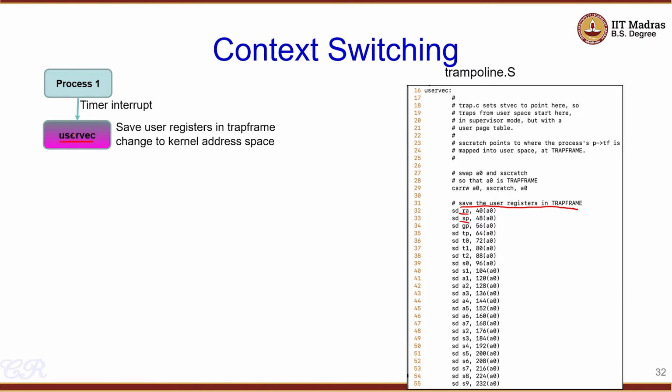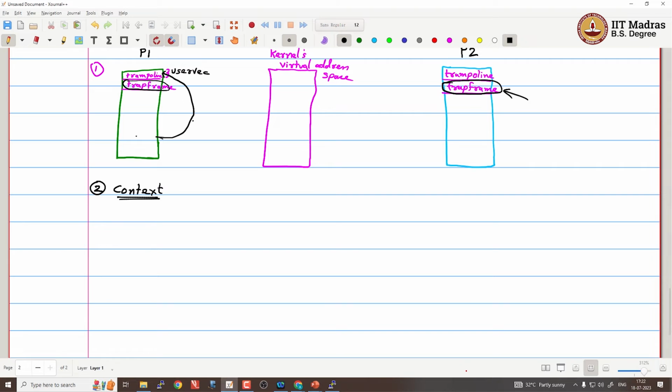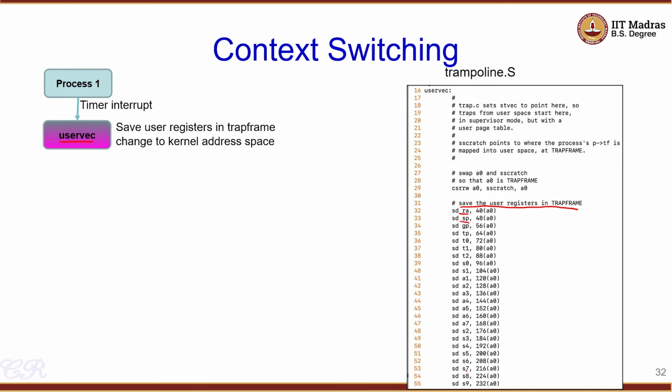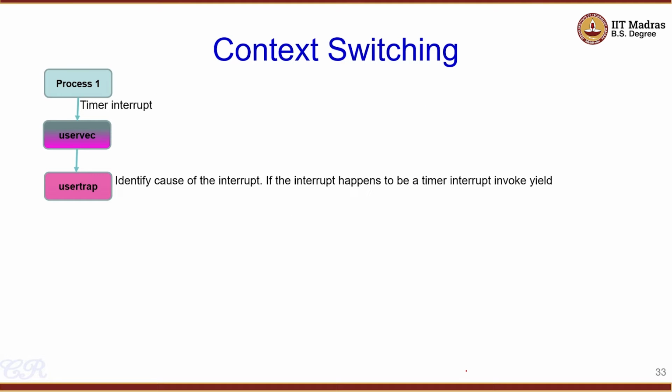Okay, so we now have the uservec that executes. It stores all the registers in the trap frame for process 1, and at the end it moves from the virtual address space of process 1 to the kernel's virtual address space, which we call the scheduler's context, or the scheduler's virtual address space. So the function that gets invoked is called usertrap, which identifies the cause of the interrupt.